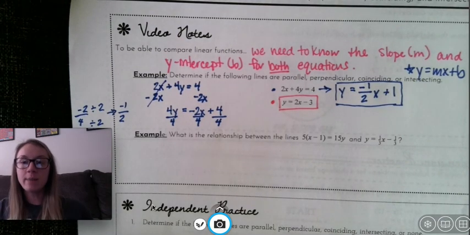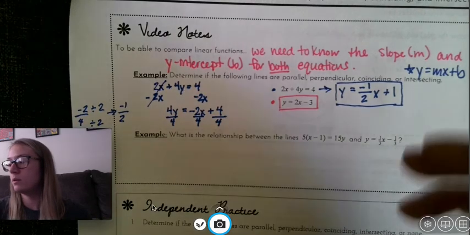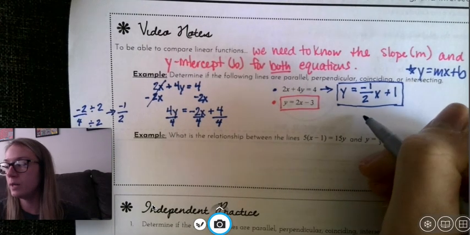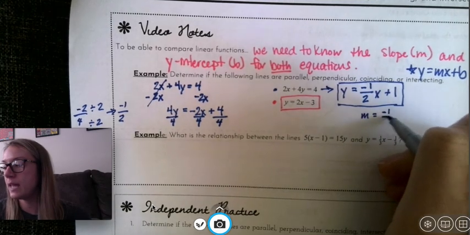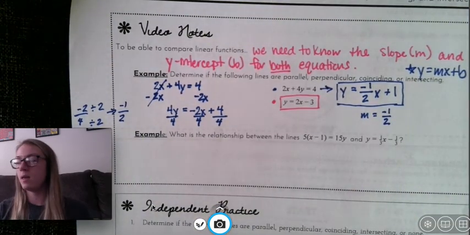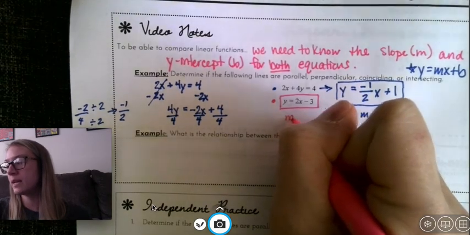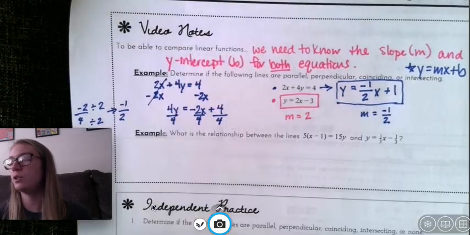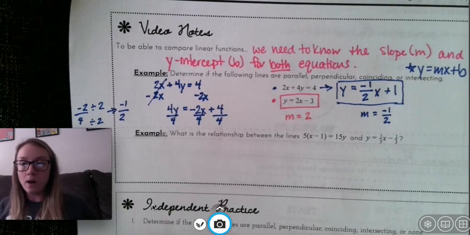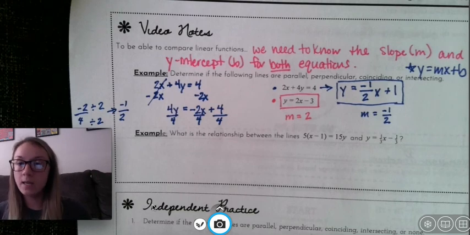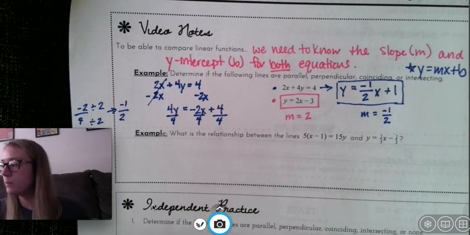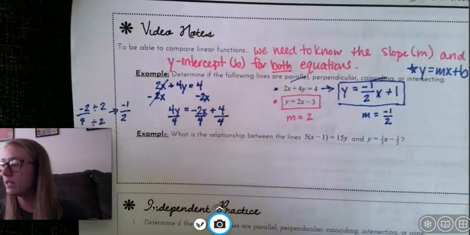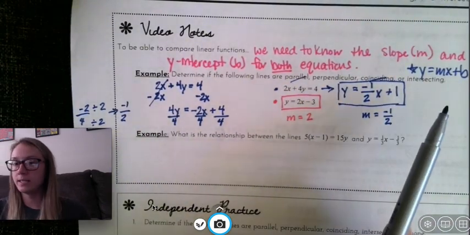So I first want to look at my slopes, and that's going to help me figure out the rest. So my slope for my first equation in blue is negative 1/2, and my slope for my second equation in pink is a positive 2. So automatically, I know my lines are not parallel because if they were parallel, they'd have the same slope. I know they are not coinciding because if they were coinciding, they'd also have the same slope. So they're not parallel, they're not coinciding.